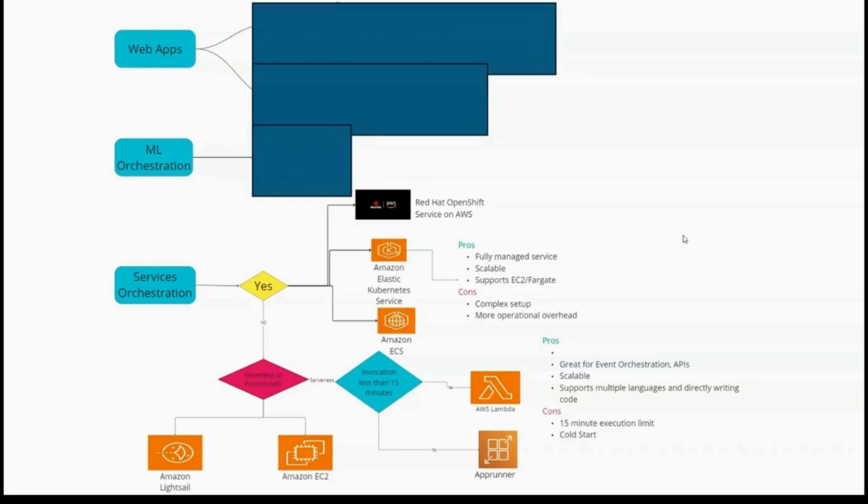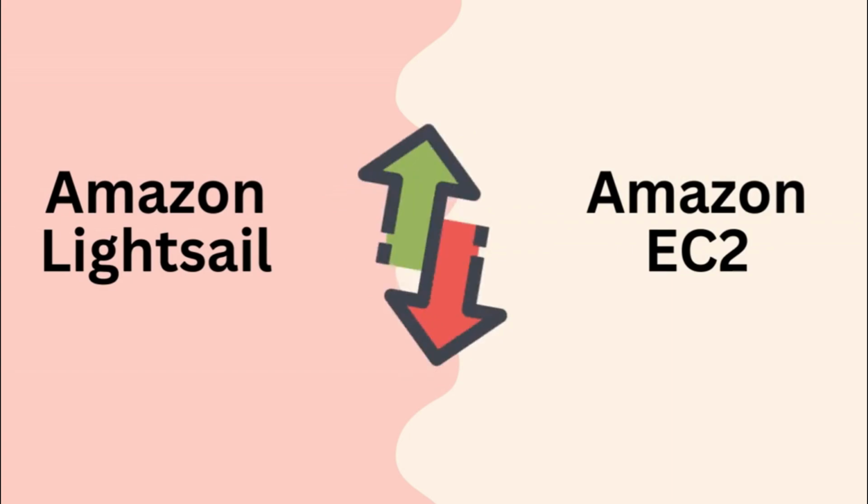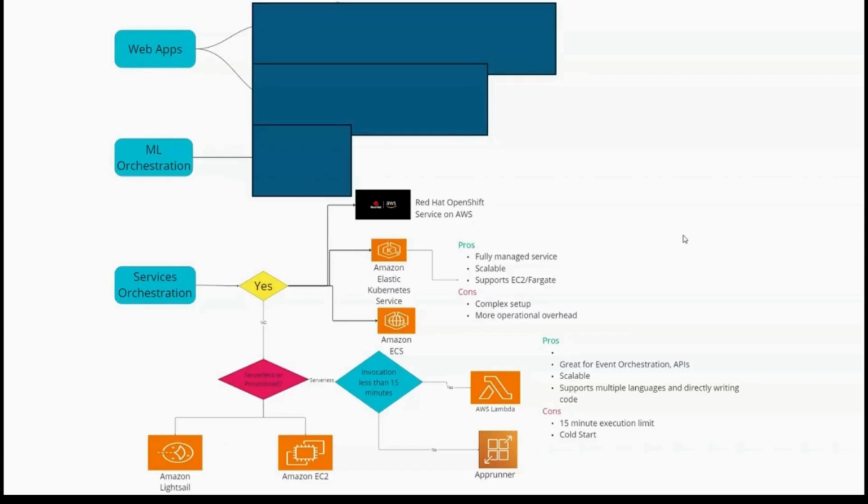So on this same thread, if it is provisioned, like service orchestration, and you need to provision, you have two options. Amazon EC2, which is nothing but a VM, a virtual machine. That's the AWS marketing way of calling it EC2. And Amazon Lightsail. What is the difference between Lightsail and EC2? Lightsail is essentially a VM only.